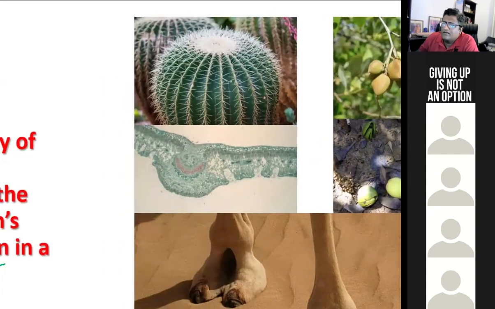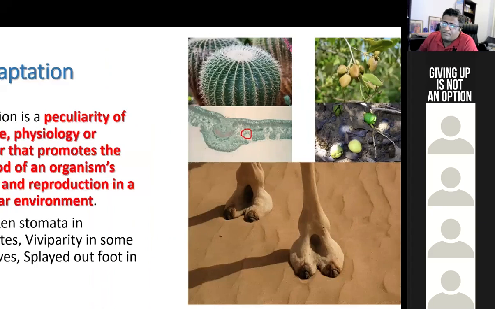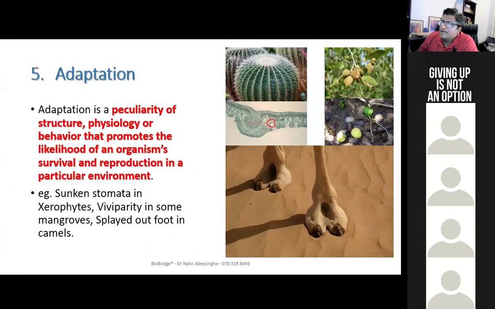Somewhere here. See, the red area is the stomata. Right? It's sunken. It's not in the surface. It's sunken. It has gone inside. Right? Because it's to prevent extreme vaporization.